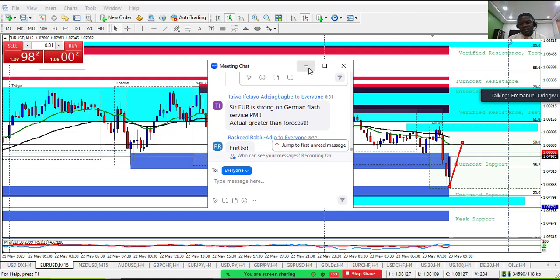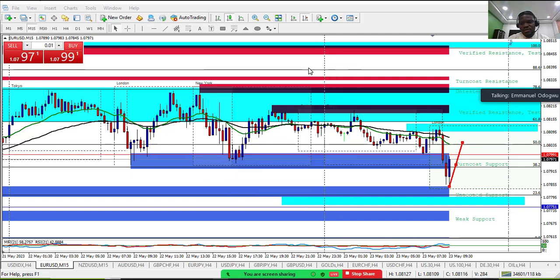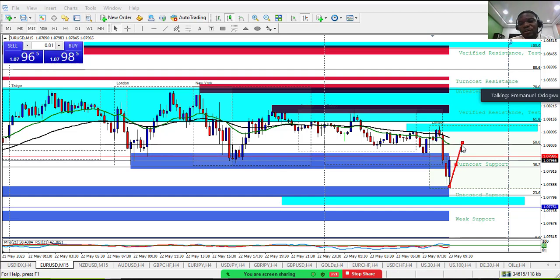I think the 8:30 news is what is giving us this retracement. But we like to trade what we see on the chart. So the retracement is healthy. This retracement is what we need for a high price so that we can sell, because if you check, the strength of the dollar is really strong. This is the forecast for Euro USD.